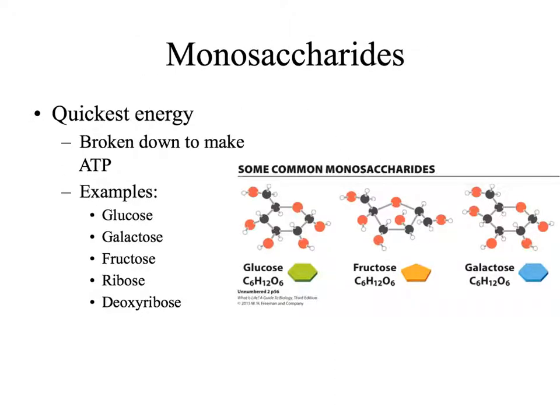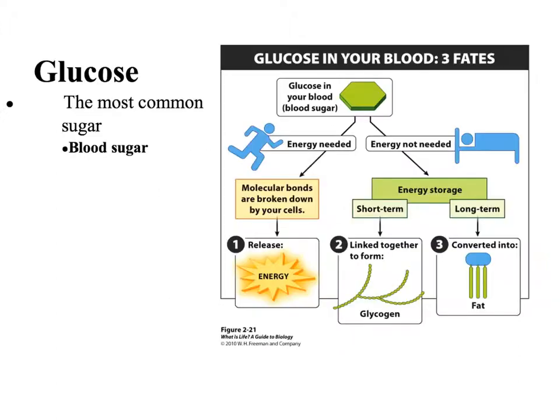Monosaccharides are the quickest source of energy. These are broken down quickly by cells to make ATP. Examples of some monosaccharides are things like glucose, galactose, fructose, which is found in fruits, ribose, and deoxyribose. We can see from this diagram that these sugars are often in 6 or 5-point rings. Glucose is the most common sugar. It is often used to build other types of carbohydrates like disaccharides, polysaccharides like starch, glycogen, and even cellulose.